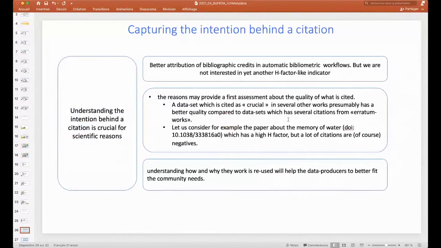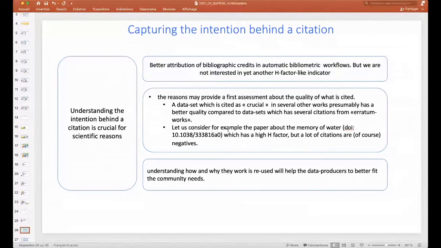Understanding the intention behind a citation is crucial for scientific reasons. There are the bibliographic aspects, where credit may be better assigned, but we are not really interested here in defining a new H-factor-like indicator. From my point of view, the reason may reside in this second point, which is a first assessment of the quality of what is cited, because a data set which is cited as crucial in several other works has a better quality compared to a data set which has several citations from erratum works.